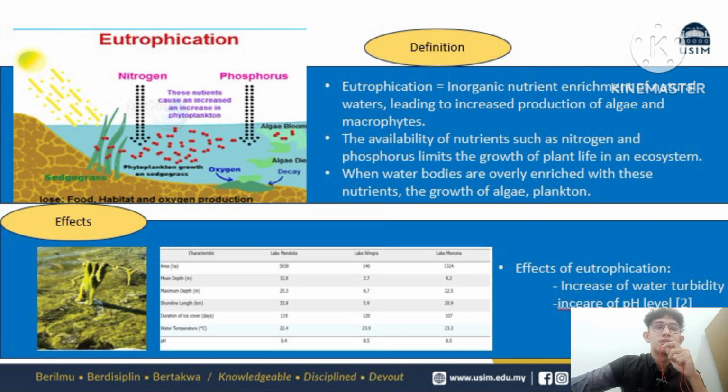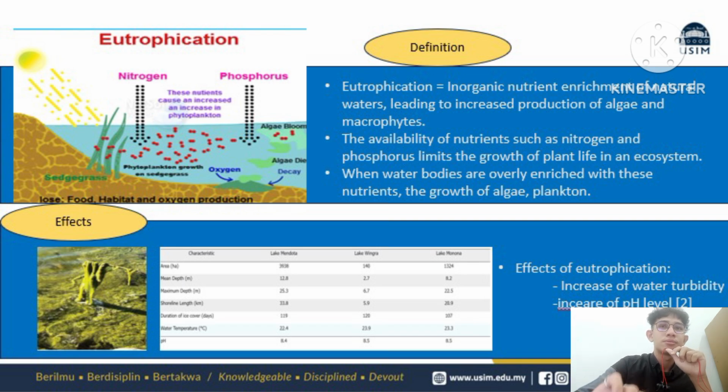When water becomes overly enriched with these nutrients, the growth of algae and plankton develops rapidly, so the water turbidity will increase and the pH level also will change. So, what is the effect of eutrophication? Eutrophication will increase the water turbidity from clear to cloudy, and also it will increase the pH level from natural, which is 7 pH, to 12 or alkaline.